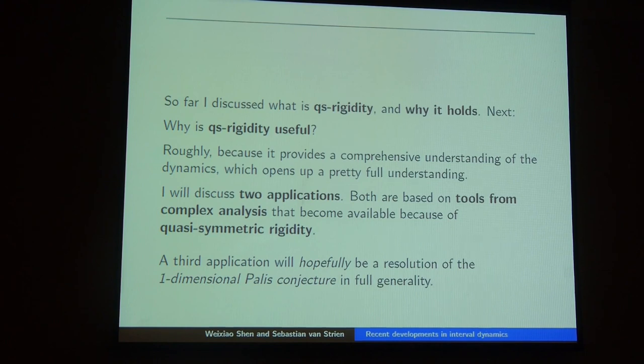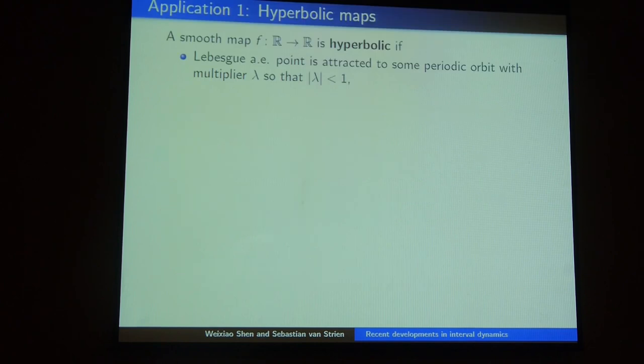And of course, a third application, which I won't discuss because we don't have it yet, but that's really the hope, is a resolution of the one-dimensional Palis conjecture in full generality, meaning not just in the quadratic case or in the unicritical case, but even in the multimodal case. So that's the hope, of course.